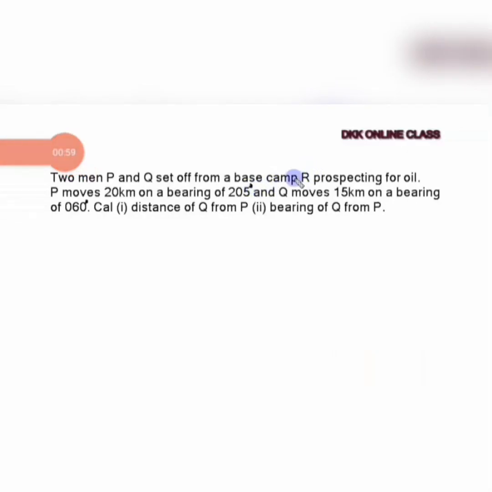So now we are going to draw four cardinal points like we said, representing R. We draw the first one, indicating the north, and the west and east. So this is our R. P moves 20 km on a bearing of 205 degrees. We can find this bearing on the third quadrant, so we draw a line. From here to this line is 205 degrees. That is the bearing of P from R, 205 degrees.